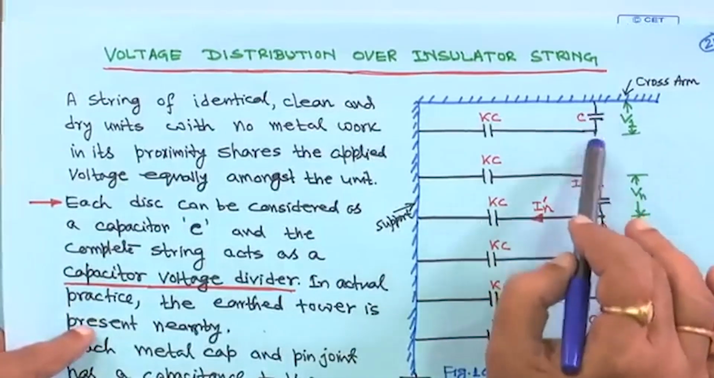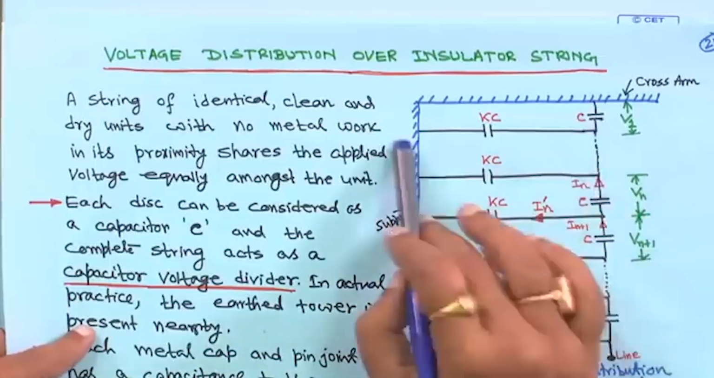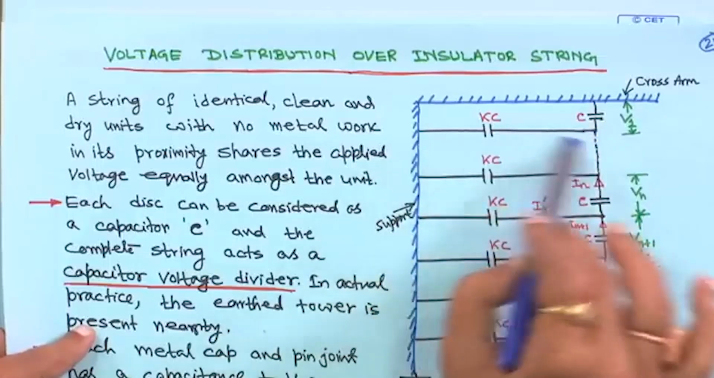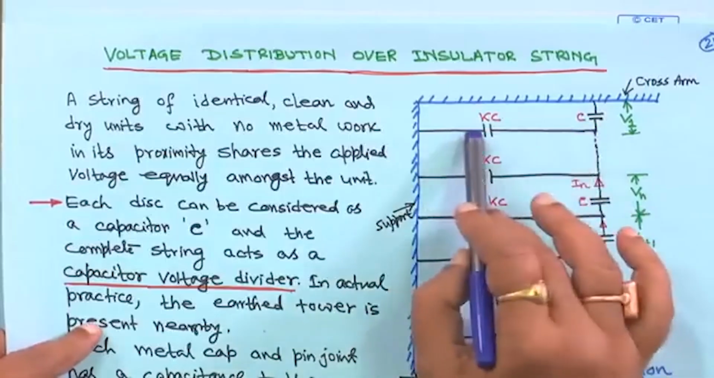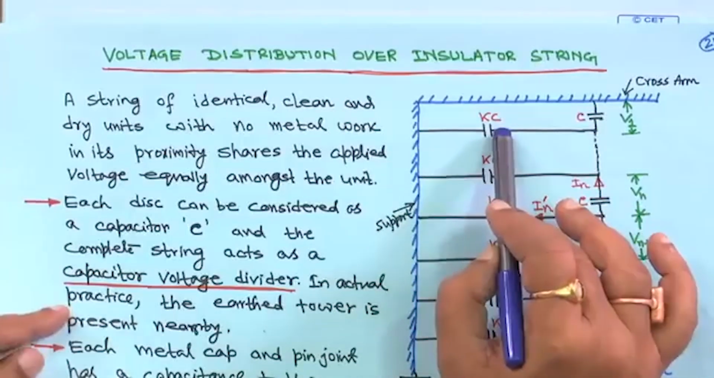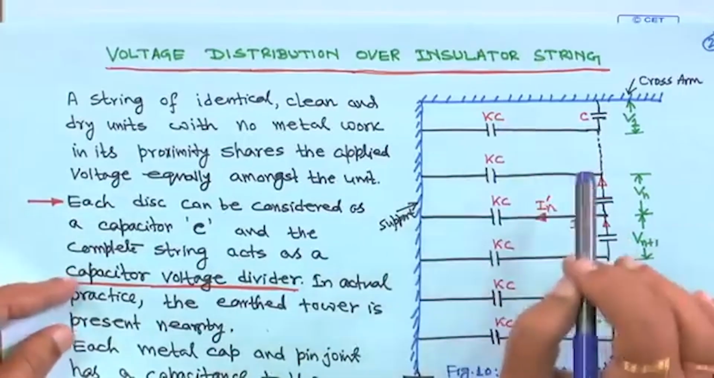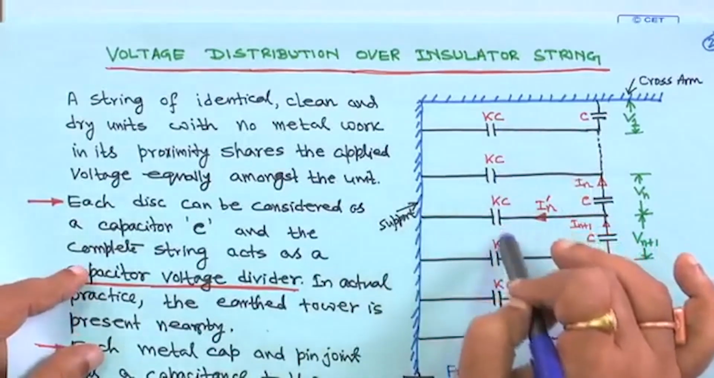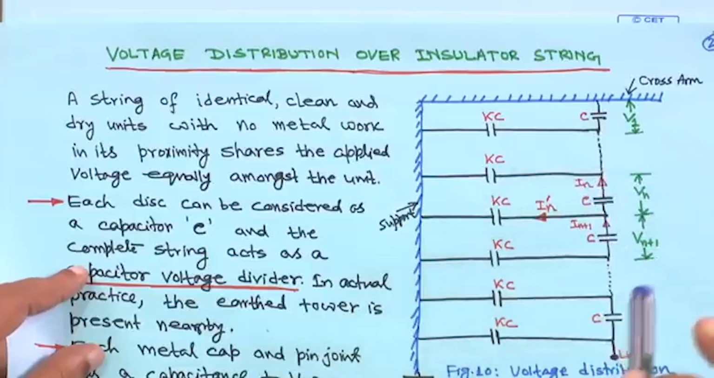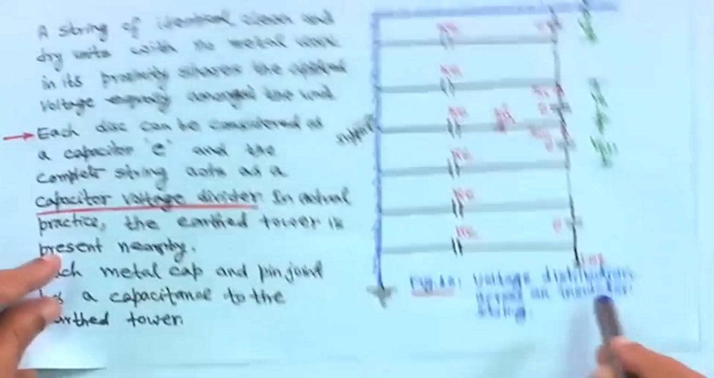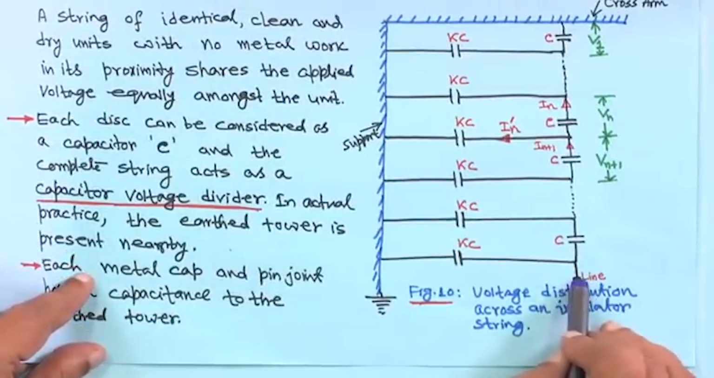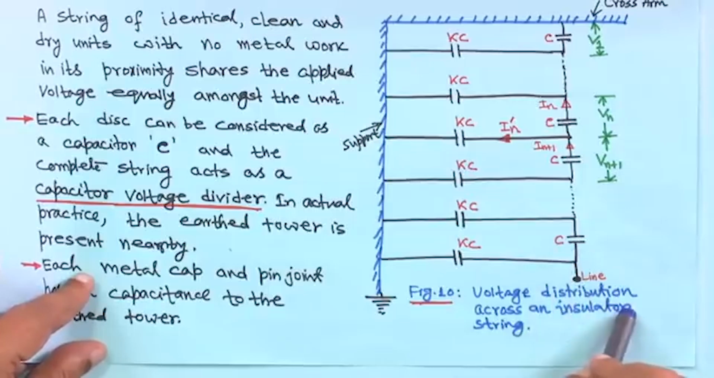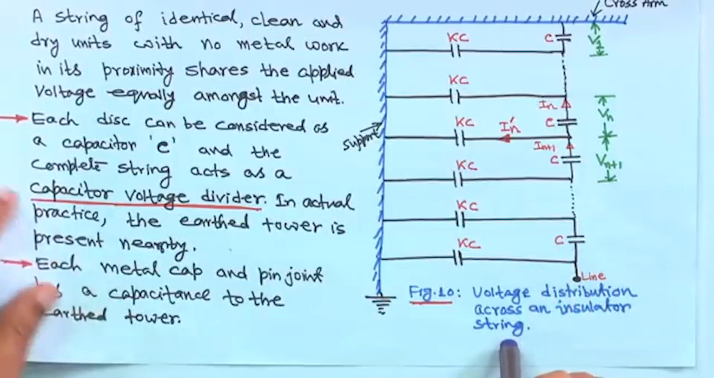And from each piece to the support you also have a shunt capacitance. It will be Kc, where K is a fraction greater than 0 and less than 1. Everywhere we assume Kc because all are equal distribution, and the voltages are V1, V2, up to Vn+1, and at the bottom the conductor is connected. So, this is the general figure of voltage distribution across an insulator string.